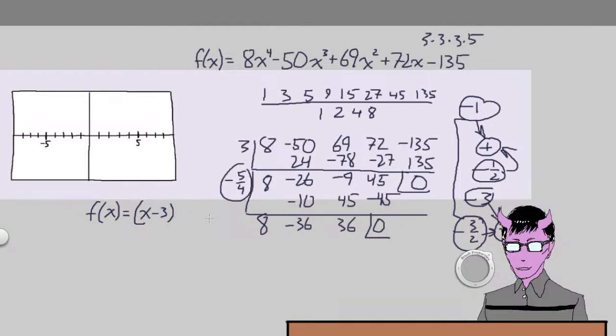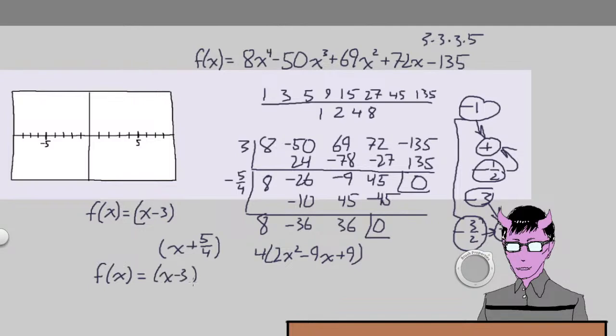So we have the second 0, which means the second factor is x plus 5/4. This is a quadratic. We could factor out a 4 from each of those terms. So 4 out of 2x squared minus 9x plus 9. We could take that 4 and distribute it to this factor to beautify it, thereby getting f of x is equal to x minus 3 times 4x plus 5.